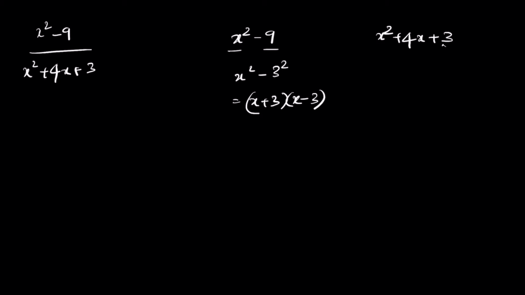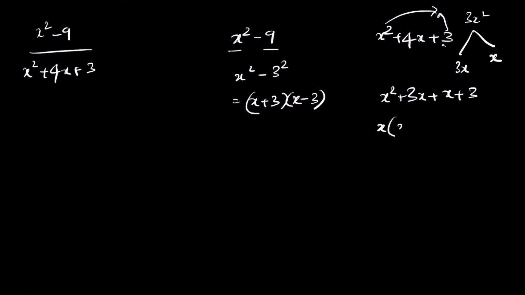Now x square plus 4x plus 3. Again, notice how to factorize. Multiply the first and last terms, you get 3x square. So how to get 4x? We know that 3 times 1 is 3 and 3 plus 1 becomes 4, so 3x and x. So we can write this as x square plus 3x plus x plus 3. When you take x out, you get x plus 3, and 1 out, x plus 3. So x plus 3 is in common, take x plus 3 out. You get x plus 3 times x plus 1.